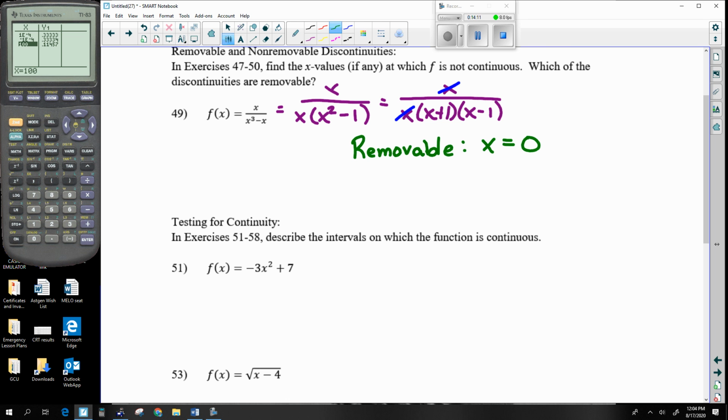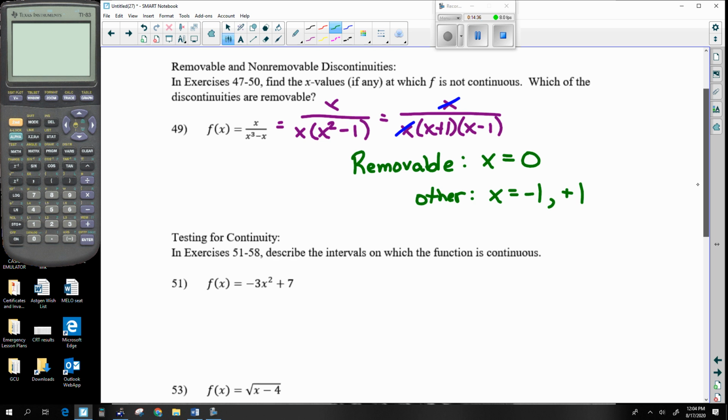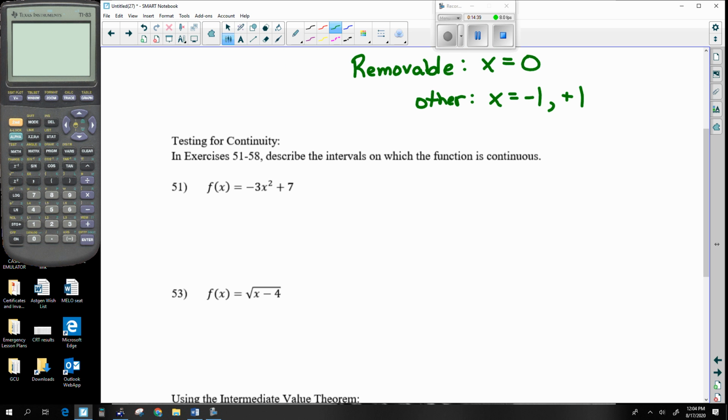The non-removable, the other discontinuities, whatever they happen to be, would be x is equal to -1 and x is equal to positive 1. Yeah, so it's discontinuous for all 3 of them. It's discontinuous for 0, -1, and +1. And the only one that's a quote-unquote removable discontinuity is x equal to 0.